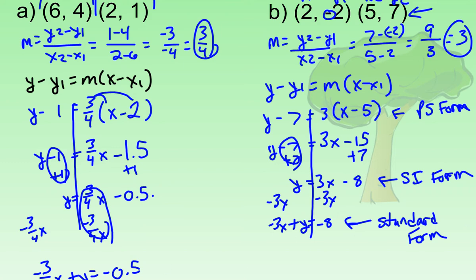Okay. So just remember that you don't always have to go from here down to the bottom. It depends on what the question asks. If it asks for point-slope, you can stop right there. And if it asks for slope-intercept, stop there. And if it asks for standard form, which is the most work, you go the whole way to the bottom.